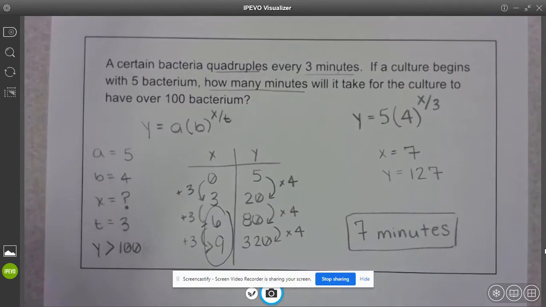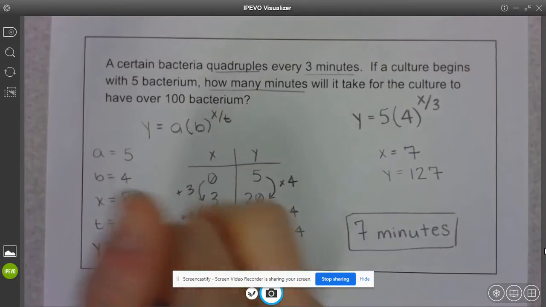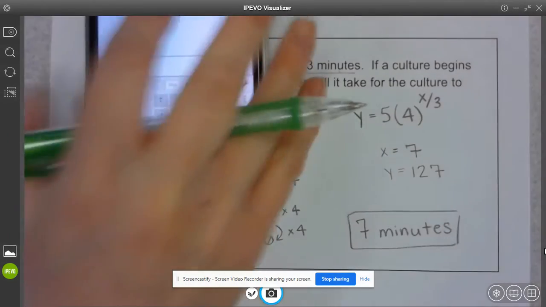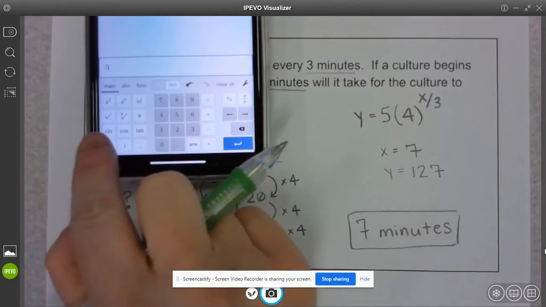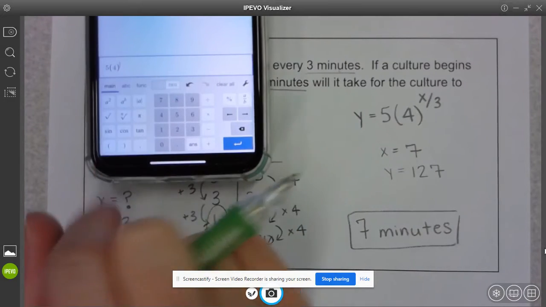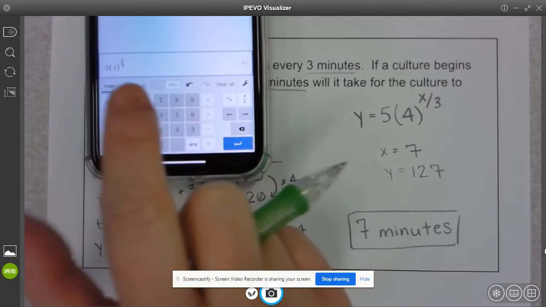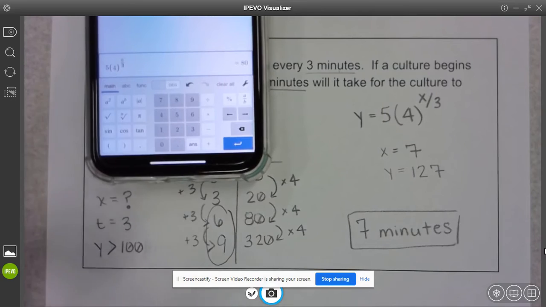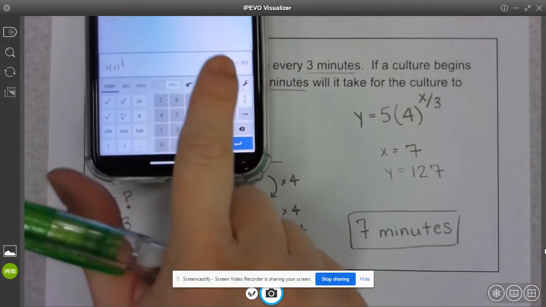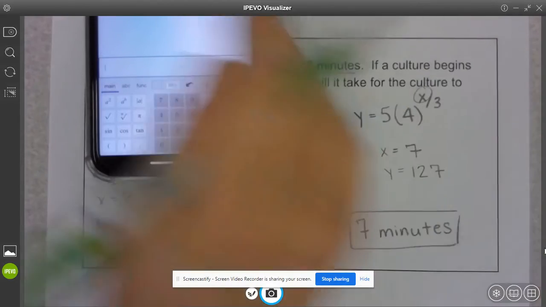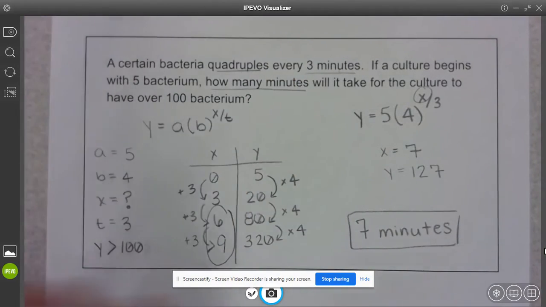Now, if you only used your calculator and you did not make a table first, you would do the exact same thing I just did and start substituting in numbers. So if I did 6 divided by 3, you'll see that gives me 80. So I would just keep substituting in values here in the numerator for X. All right, moving on to the next one.